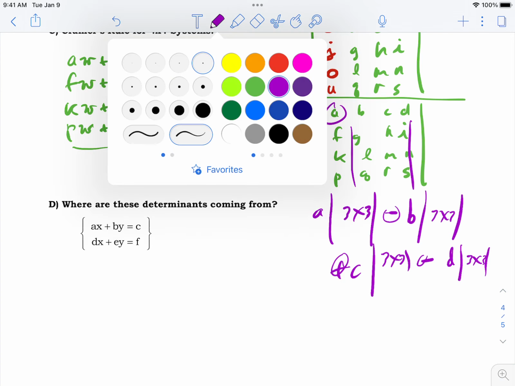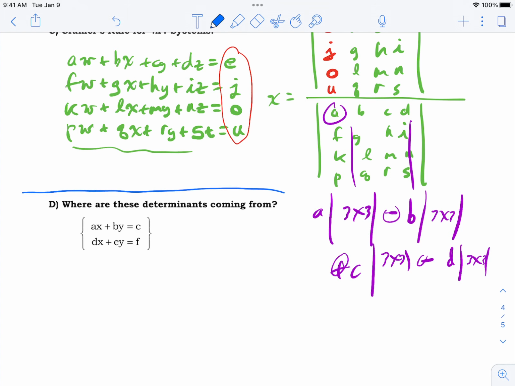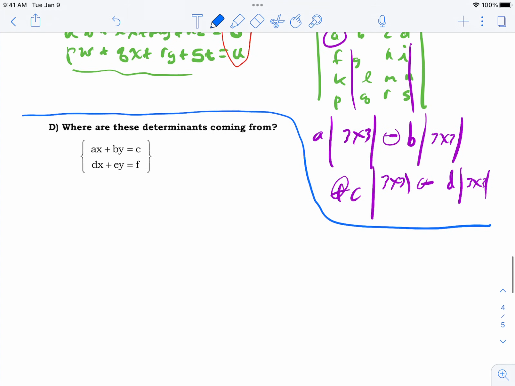So to end this, what I want to do now, and this is optional, you can quit now if you really want to, but I just want to give you some idea of where they got these determinants. Why are they doing the determinants? I don't understand the determinants. Well, here's where the determinants come from.